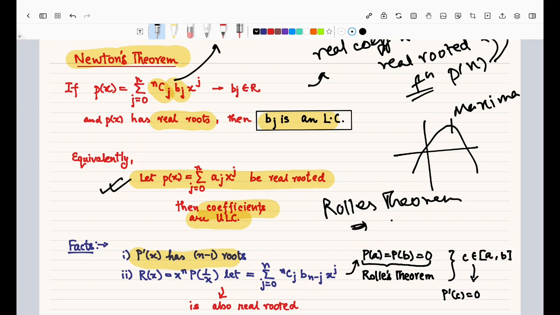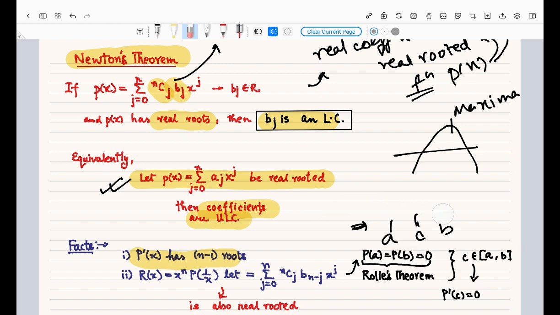Rolle's theorem states that if p of x has roots at a and b, then p dash x must have a root at c that is in between a and b, right? That is what Rolle's theorem says to us. Now, applying Rolle's theorem, we can get the following first fact, fact number 1. Let me just rub this out so that you can understand which is the main part that we are talking about. There's a lot of things written on the board.